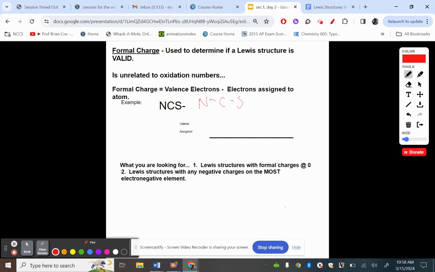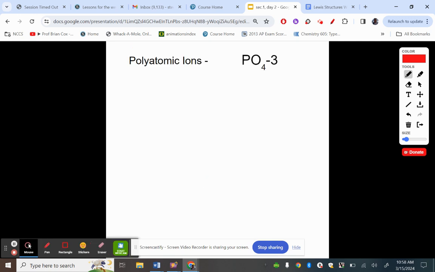So for this one, it's a polyatomic ion. Actually, I should probably do that first. So I'm going to skip back. I'll come back to this one. Let me go down to the next one. I'm going to do polyatomic ions first, and then I'll go explain this one.